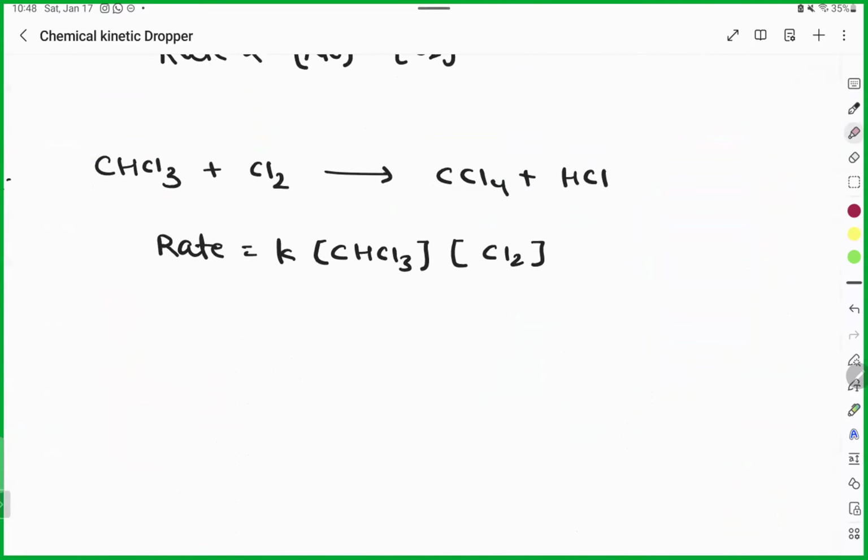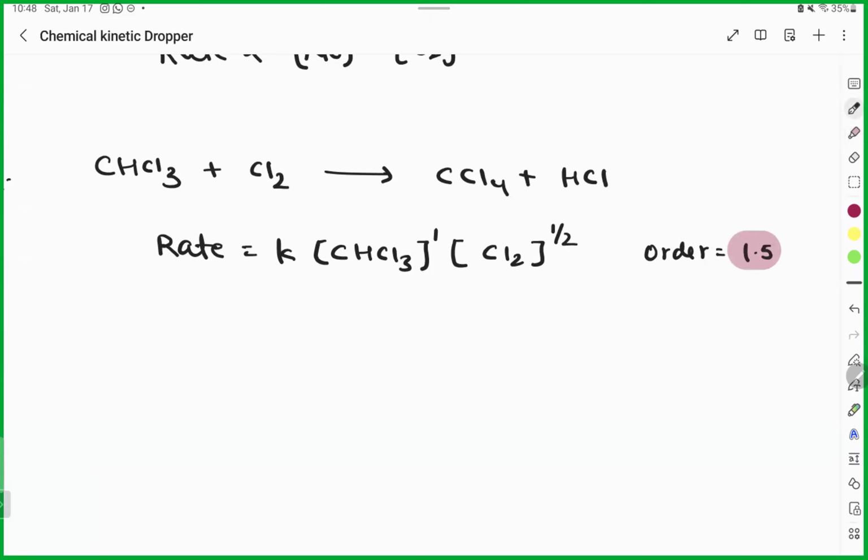Okay. If you see, look at this reaction. What will be the order of reaction? You can never tell. It should be 2 logically. But actually, if you see the order here, it will be 1.5.